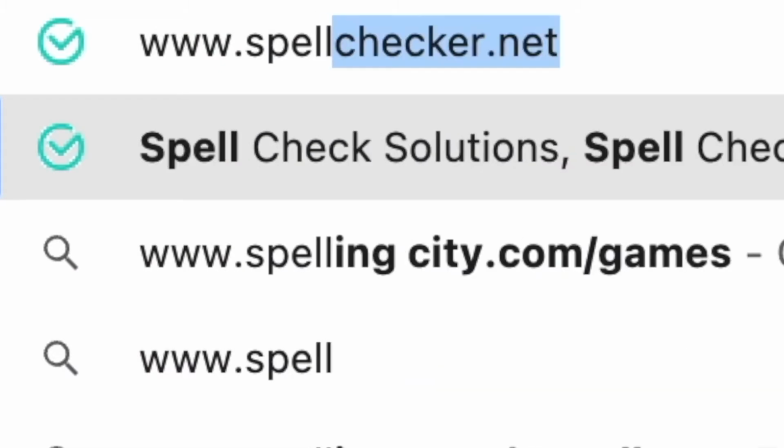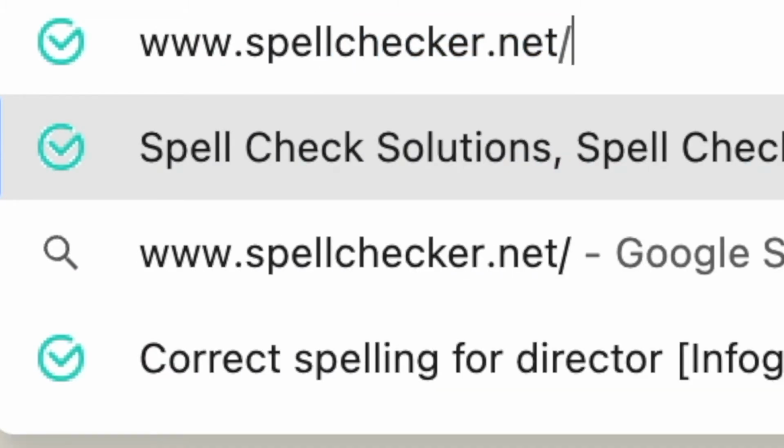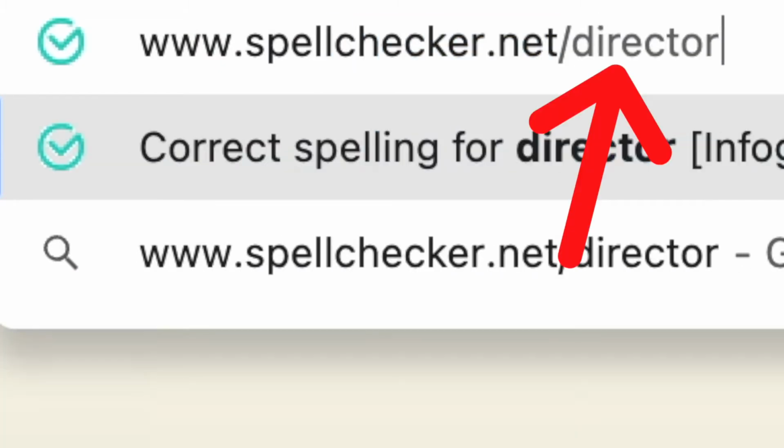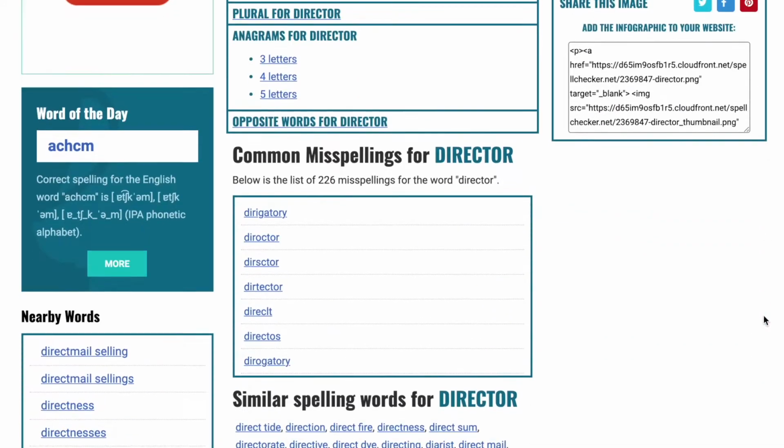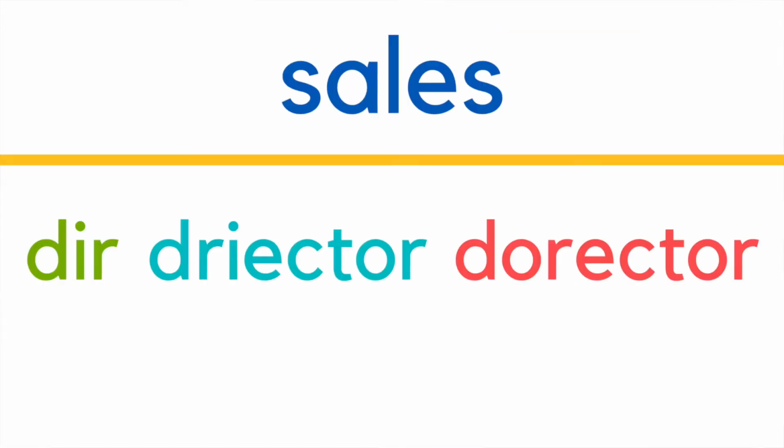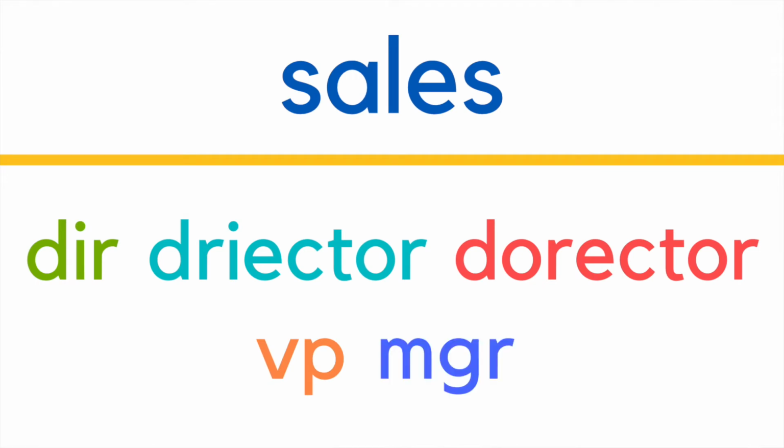And by the way, I didn't make this up. If you want to find the most common misspellings for certain words, go to spellchecker.net, then do /, and then whatever word it is you're looking up for the common misspellings. And here are the most common misspellings for director. Okay, and let's also add VP for vice president and MGR as the abbreviation for manager.